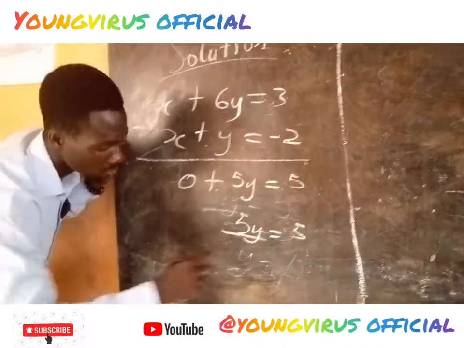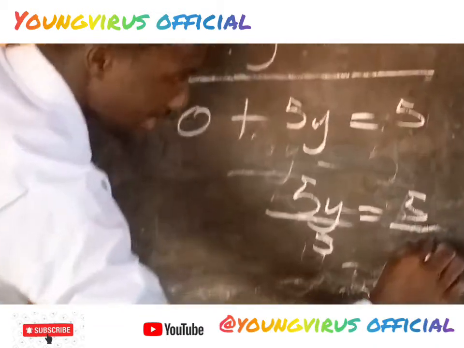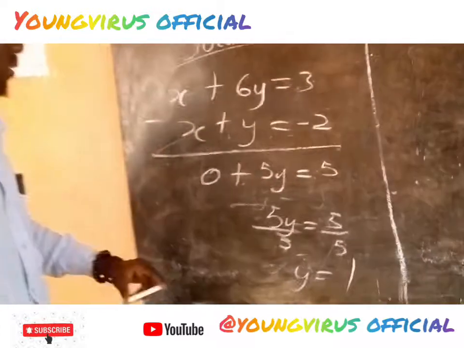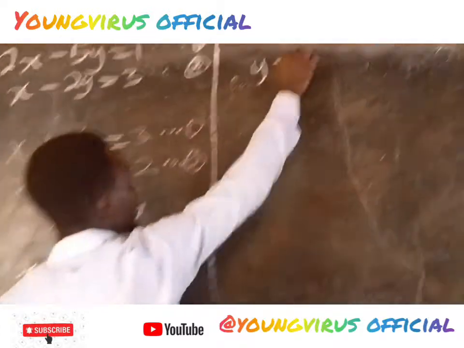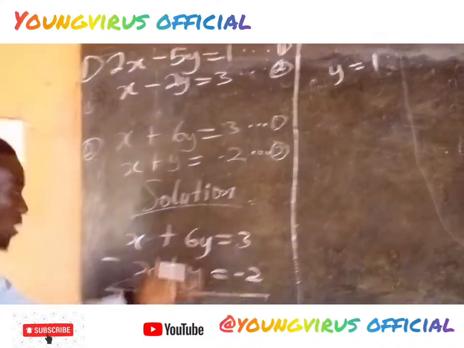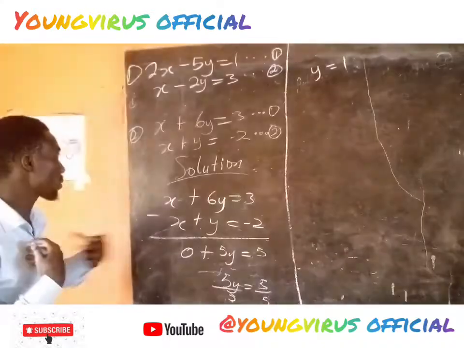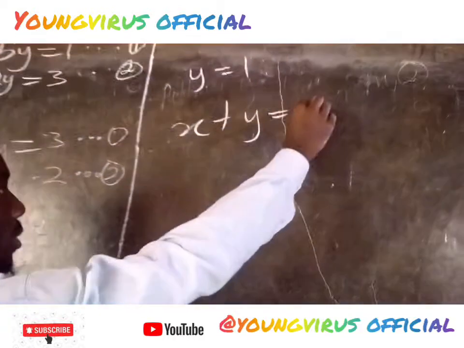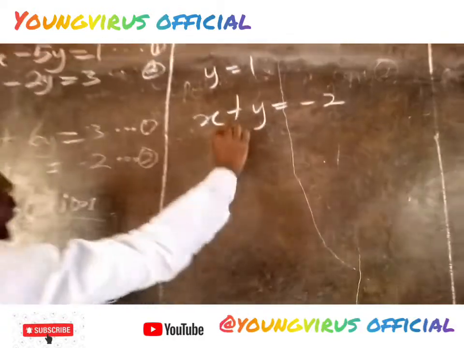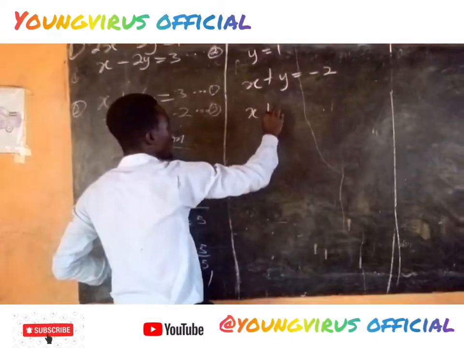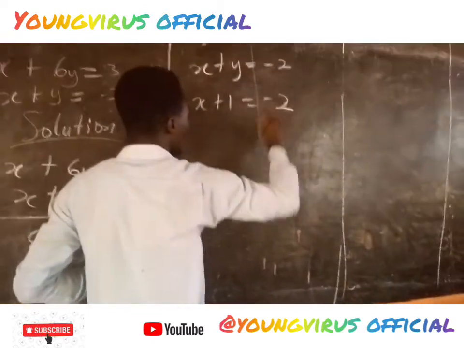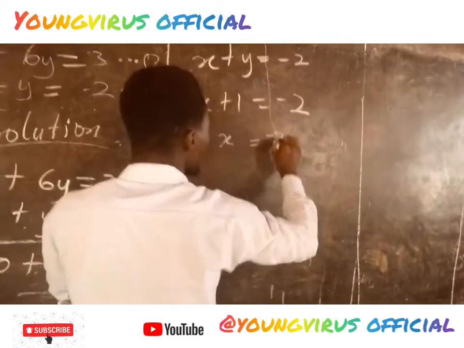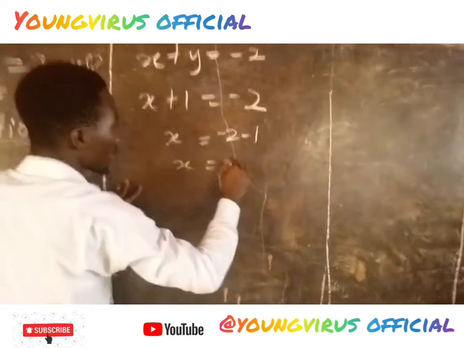Dividing both sides by 5 to make y stand alone, we are getting y to be what? 1. Now we know y is 1. So since y is equal to 1, you put y in any of the two equations and solve for x. I would preferably choose equation 2, which is x plus y is equal to negative 2. In that case, we know our y to be 1. So x plus 1 is equal to negative 2. Then we move this to the other side to make x stand alone. We're going to get x is equal to negative 2 minus 1. So x is equal to negative 3.